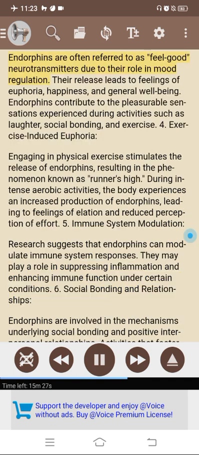3. Mood regulation and euphoria. Endorphins are often referred to as feel-good neurotransmitters due to their role in mood regulation. Their release leads to feelings of euphoria, happiness, and general well-being. Endorphins contribute to the pleasurable sensations experienced during activities such as laughter, social bonding, and exercise.